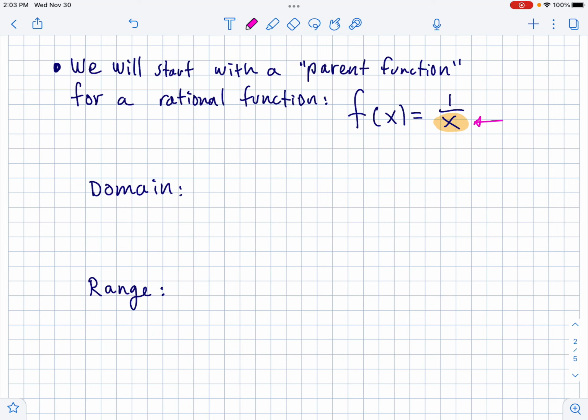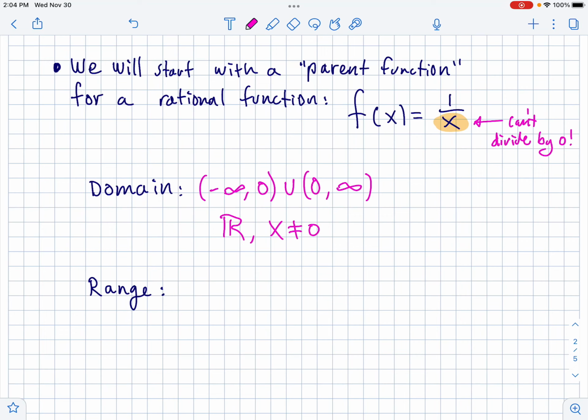The only thing you can't put into this is 0. So the domain is going to be negative infinity all the way up to 0, but not including, and then unioned with 0 all the way to positive infinity. This is kind of an awkward way of saying this. I've seen other curriculums where they just say that x is an element of real numbers, but x cannot equal 0. That's maybe a simpler way to say that.